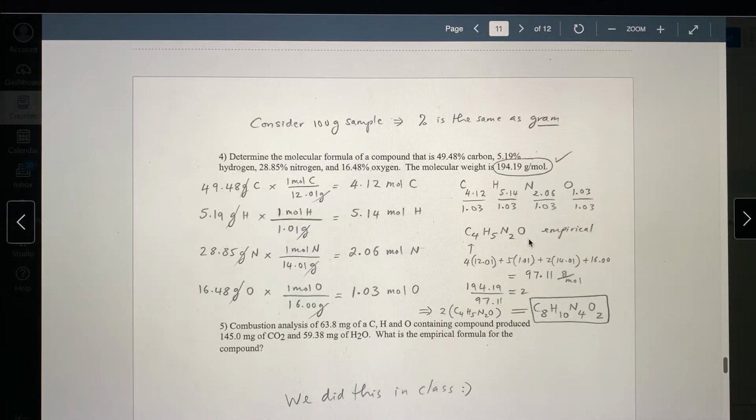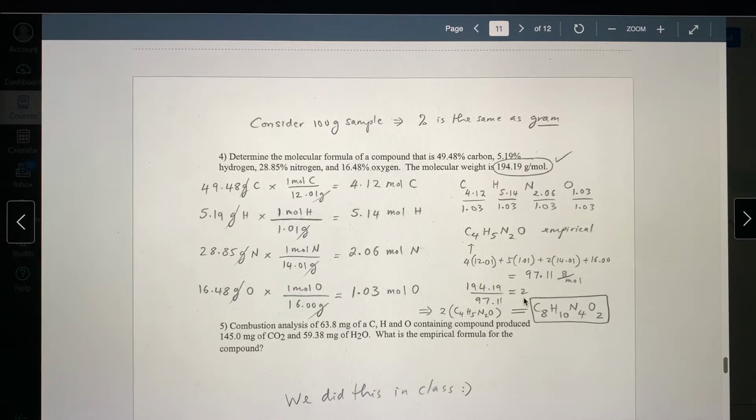Okay, now you turn around and look up the atomic weight for each of them. That's 4 carbons, so 4 times 12.01, 5 hydrogens, 5.05, and 2 nitrogens, 28.02, and finally one oxygen. You add those up. This is called the empirical mass, which is 97.11 grams per mole. Notice that we got 194.19 grams per mole. That's the molecular weight. Then you ask yourself, what's the ratio? What's the multiplier, actually? You divide that and you get 2.